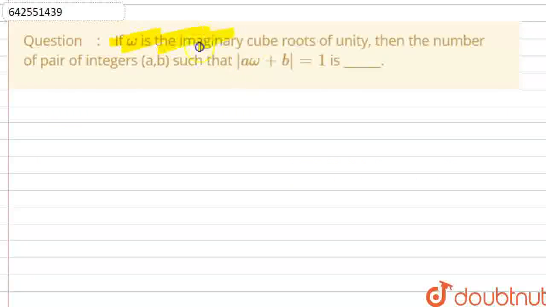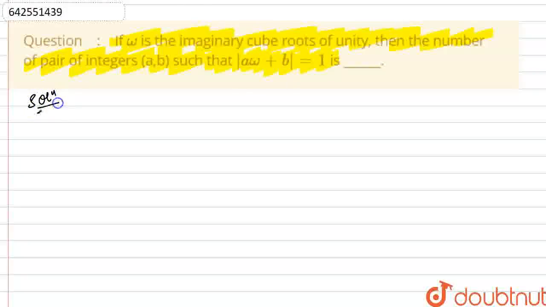Hello friends, the question is, if omega is the imaginary cube root of unity, then the number of pair of integers a comma b such that modulus of a omega plus b is equal to 1 is. So we need to find the number of ordered pairs such that this modulus of a omega plus b is equal to 1.